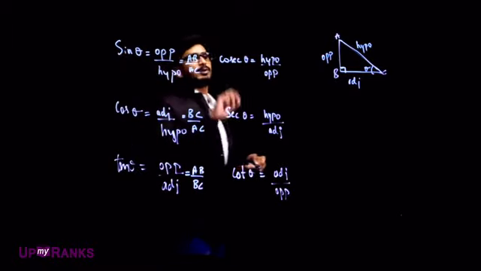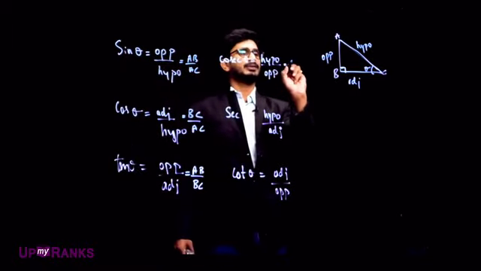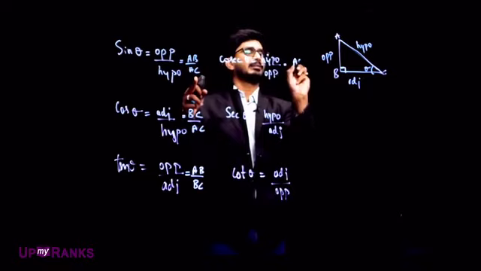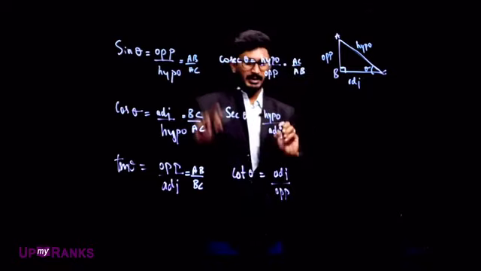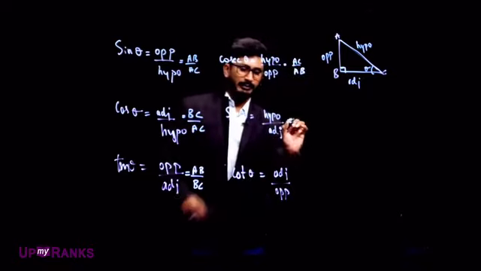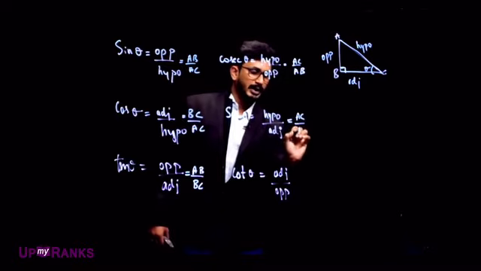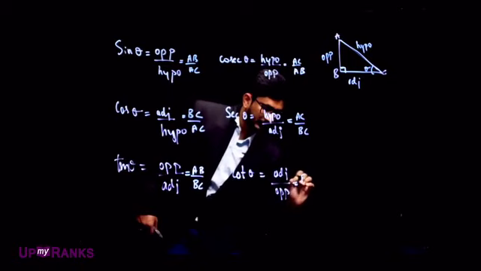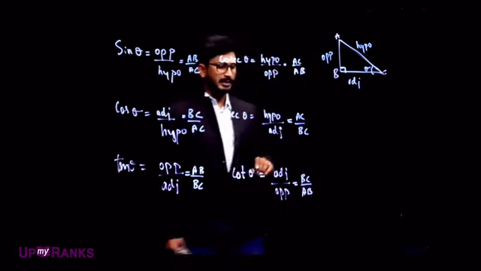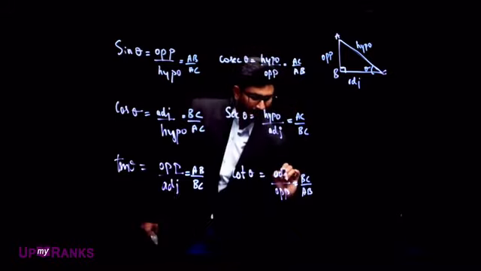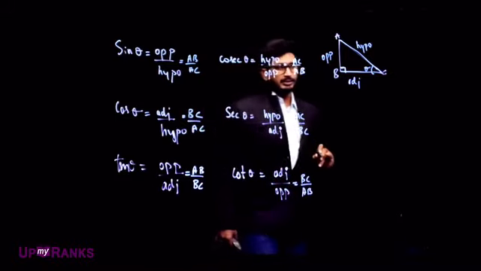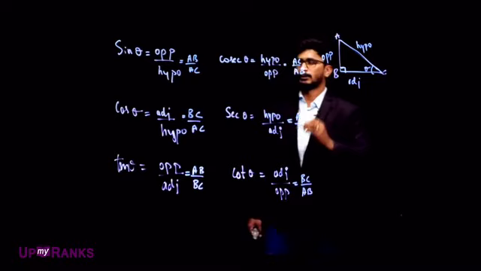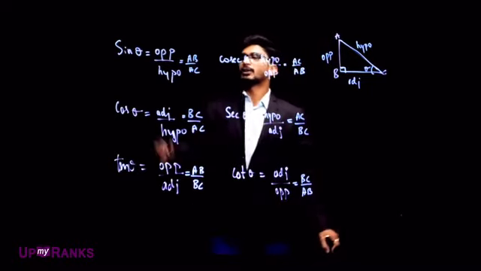Similarly, we can write it for cosecant theta, which is nothing but the reciprocal of sin theta, which is AC by AB. Secant theta, reciprocal of cos theta, AC by BC. Cot theta, reciprocal of tan theta, BC by AB. So now children, these are the 6 trigonometrical ratios.